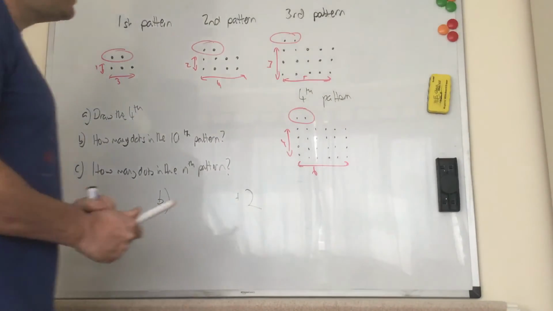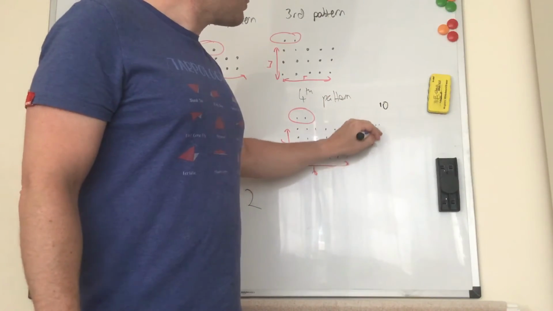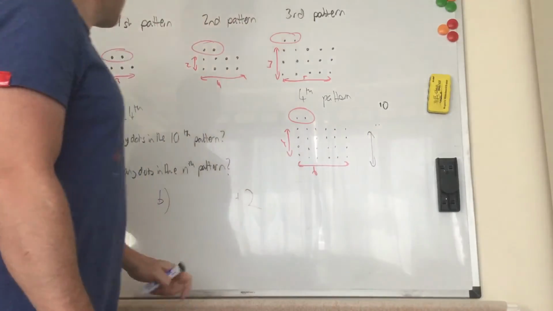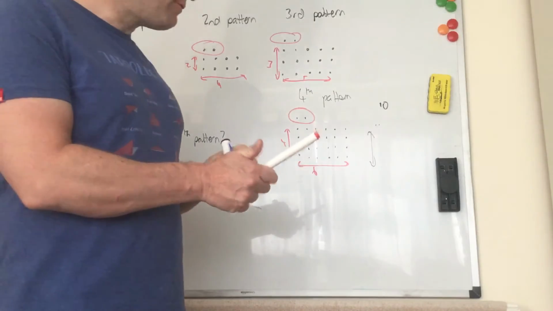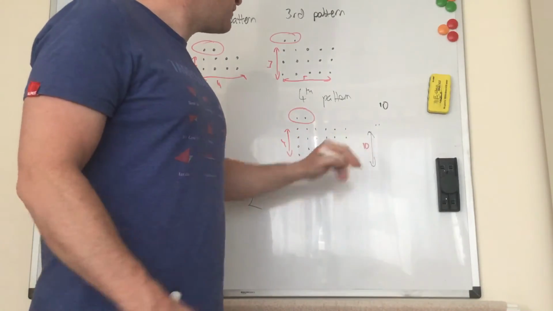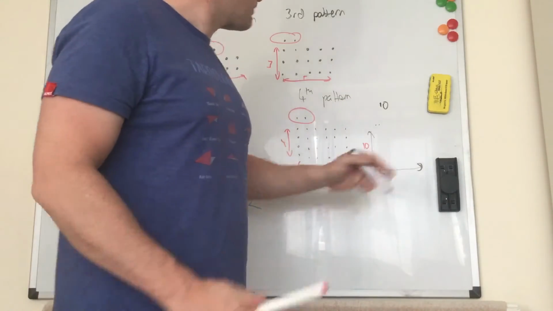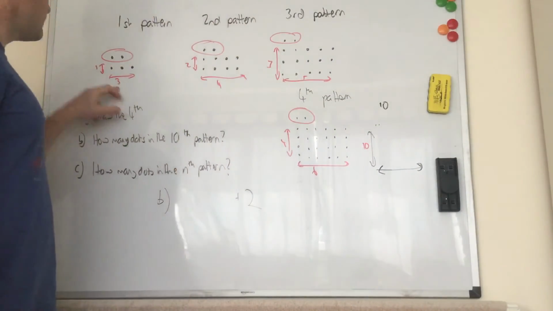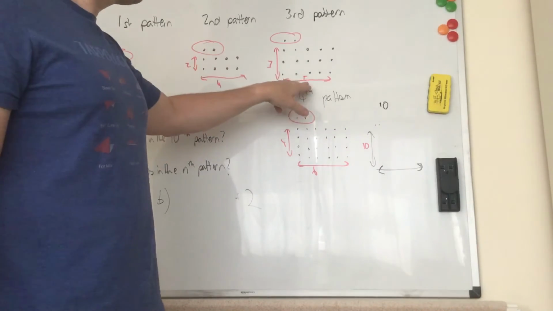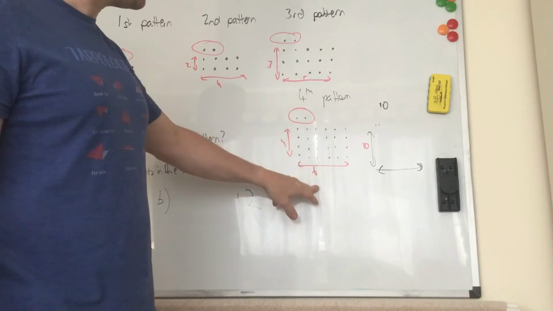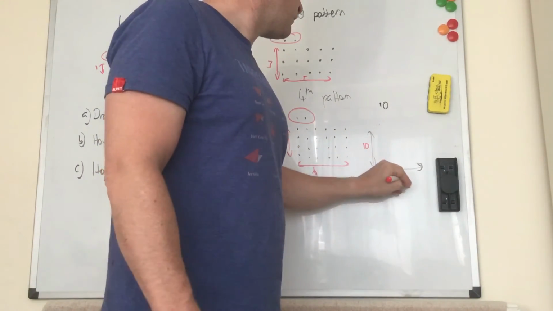So hopefully you realise by the time we get to the 10th, we're going to have the 2 dots at the top. Then going down, I've got 1, 2, 3, 4 dots. So on the 10th, going down, I'm going to have 10 dots. Now going across, how many dots am I going to have? Well, I've got 3, which is 2 more than 1. 4, which is 2 more than 2. 5, which is 2 more than 3. 6, which is 2 more than 4. So here I'm going to have 2 more than 10, 12.